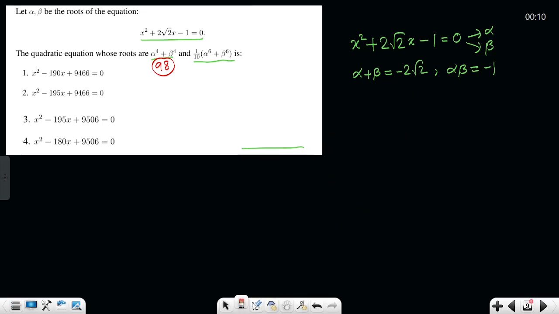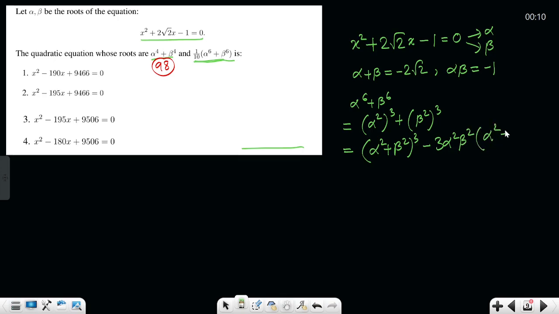I am removing this calculation to find our next value. Now we need to find the value of this. To find this, first we will find the value of alpha to the power 6 plus beta to the power 6, then we will multiply it by 1 by 10. So let us find alpha to the power 6 plus beta to the power 6. This can be written as alpha square whole cube plus beta square whole cube. Now apply the a cube plus b cube formula. It is a plus b whole cube, so alpha square plus beta square whole cube minus 3 alpha squared beta squared into alpha squared plus beta squared.